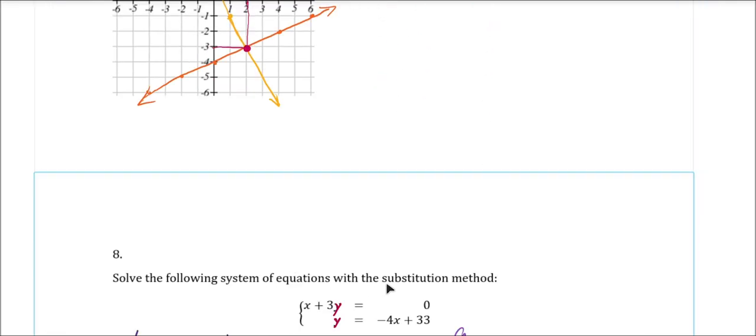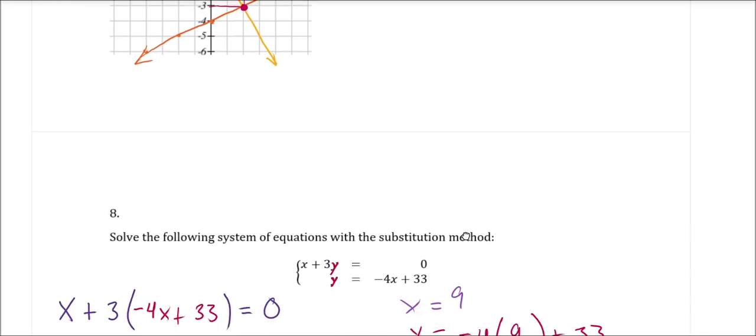Problem 8 asks us to solve the system of equations with the substitution method. In the substitution method, we solve for one of the variables, which is in fact already done for the second equation. And then we want to take advantage of the fact that at their point of intersection, these two y's should have the same value.